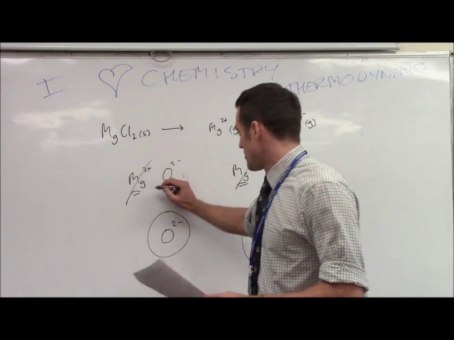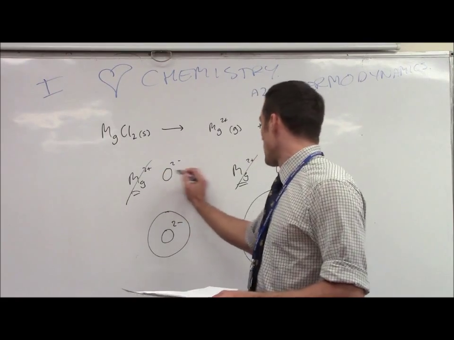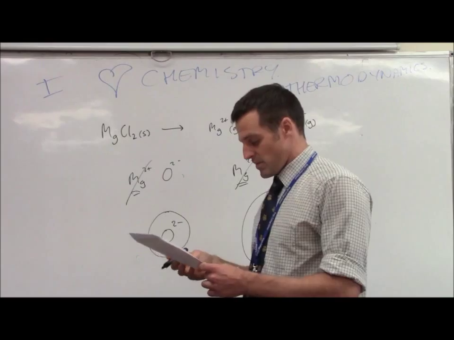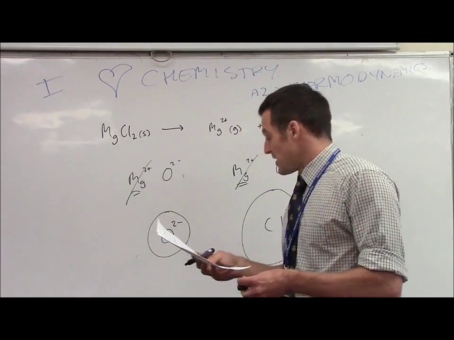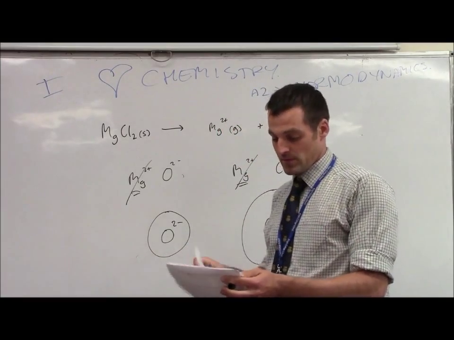Therefore, the ionic interactions between magnesium 2 plus and oxide ion is stronger than that of magnesium 2 plus and the chloride ion. Therefore, the lattice enthalpy, lattice dissociation enthalpy, is going to be bigger because more energy is required to break up that lattice.